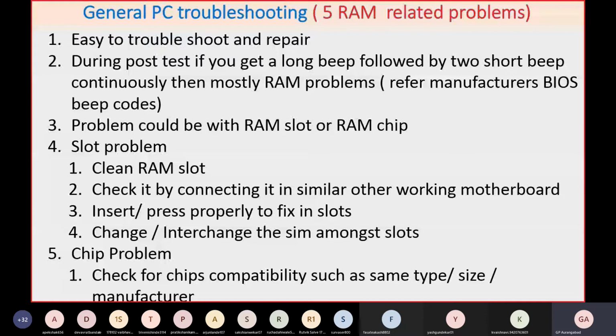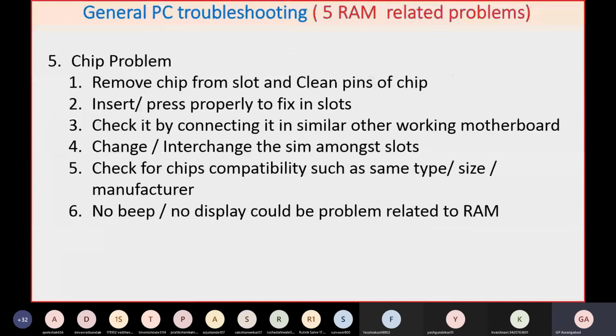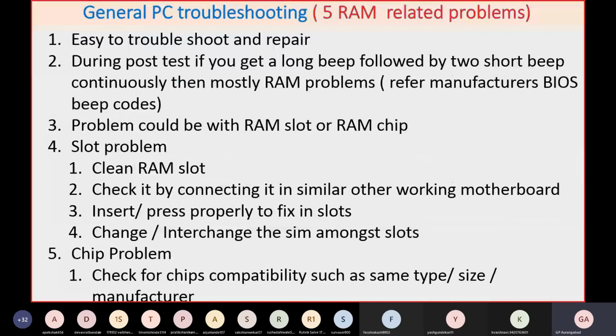Probably next, you might have what we call chip problems, meaning RAM chip problems. Check the chip's compatibility: same type, same capacity and size, the same manufacturer, same clock and same frequency. The RAM should be working at the same frequency and should have the same size. Hopefully, if the manufacturers are the same, you will not have any problems.